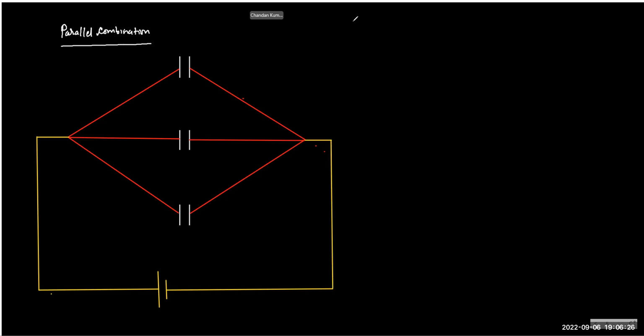Okay, so again, similar thing. Now, if you look carefully, the positive terminal of the cell is now physically connected to how many plates? You can see it. How many plates are connected physically, physical means electrically, to the positive terminal of the cell?